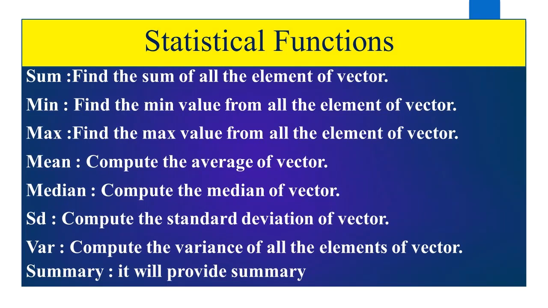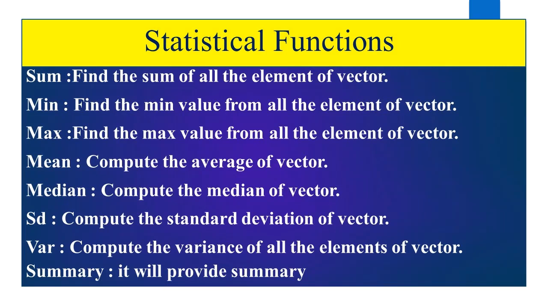SD can be used to compute the standard deviation of a vector's elements. Var is used to compute the variance of all the elements of the vector. Likewise, summary will provide a summary, that is min, first quartile, median, mean, etc. The implementation of these statistical functions has been given at the end of this video.